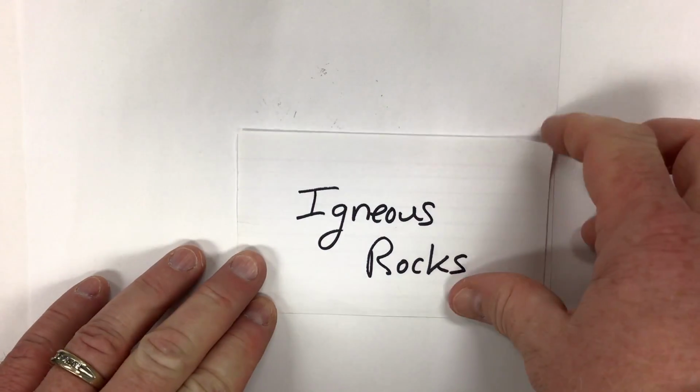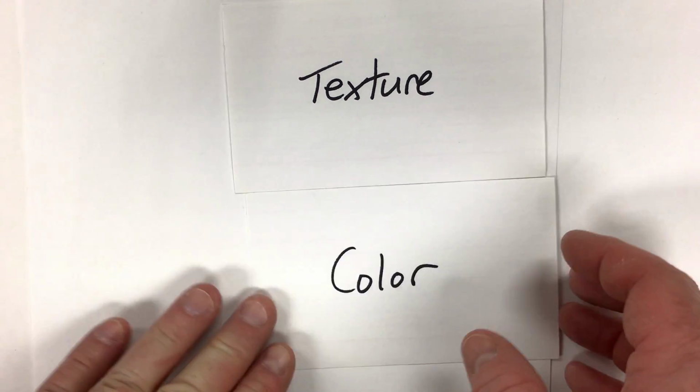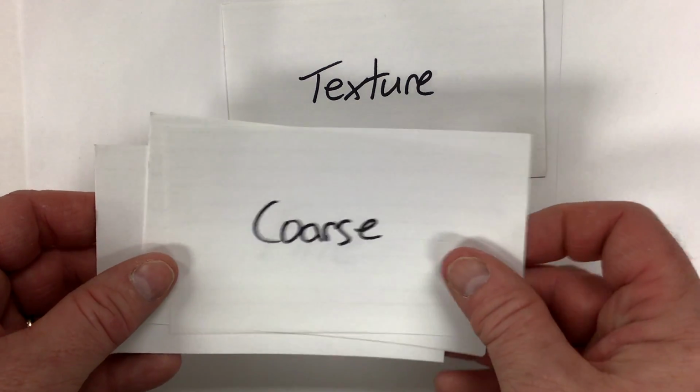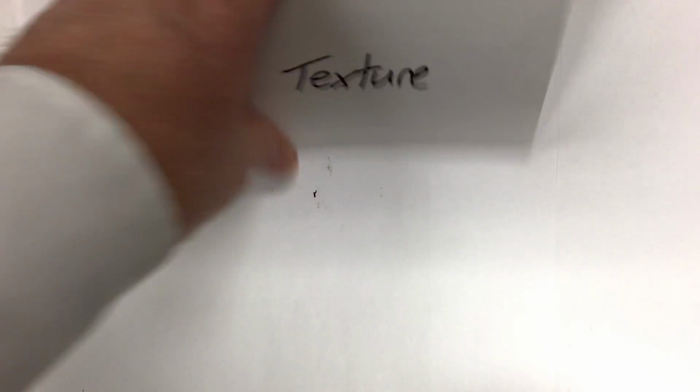So when we talk about igneous rocks, we talk about texture and color. What is the texture of the rock and what is the color of the rock? Let's start with the texture, and we've got four different types: coarse, fine, glassy, and vesicular. We're going to go through and talk about those four types of texture right now.